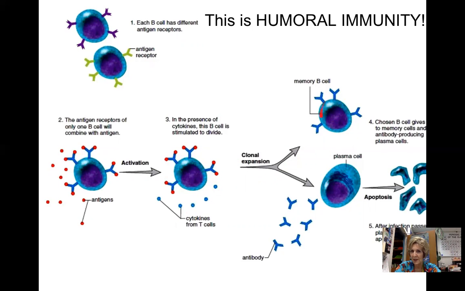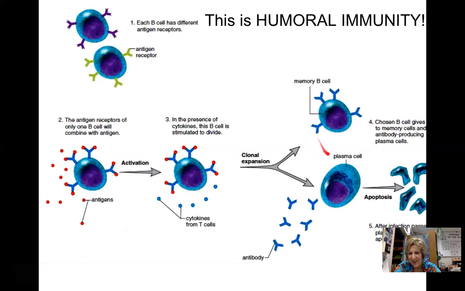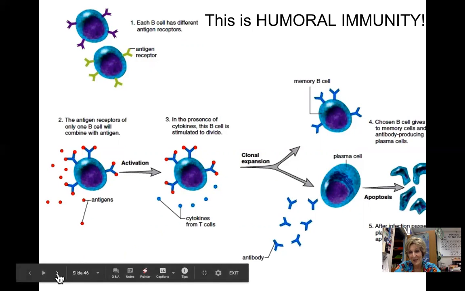Some of them are going to be this memory B cell that has that specific blueprint for making that specific kind of antibody. And then other ones are going to make a whole bunch of these plasma cells that begin to churn out the specific antibody for that specific antigen that was on the bad guy. And then after the infection has passed, those plasma cells are going to go through apoptosis and die. But the memory B cells hang around for years and years.